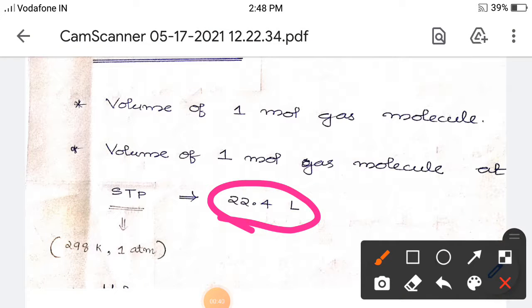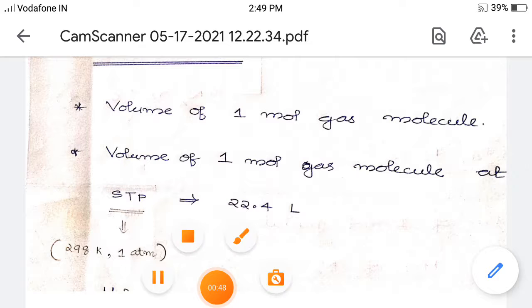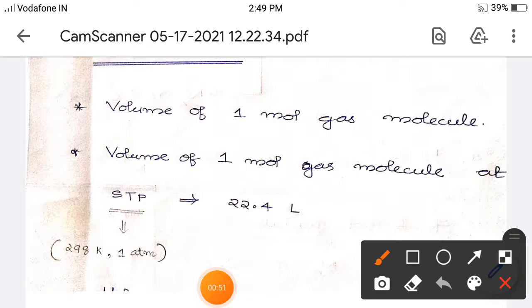STP means standard temperature and pressure. Standard conditions here are 1 atmosphere and 298 Kelvin. This is the volume of 1 mole of a gas. The volume of 1 mole of gas molecules is the molar volume, and the volume of 1 mole of gas molecules at standard temperature and pressure is equal to 22.4 liter.